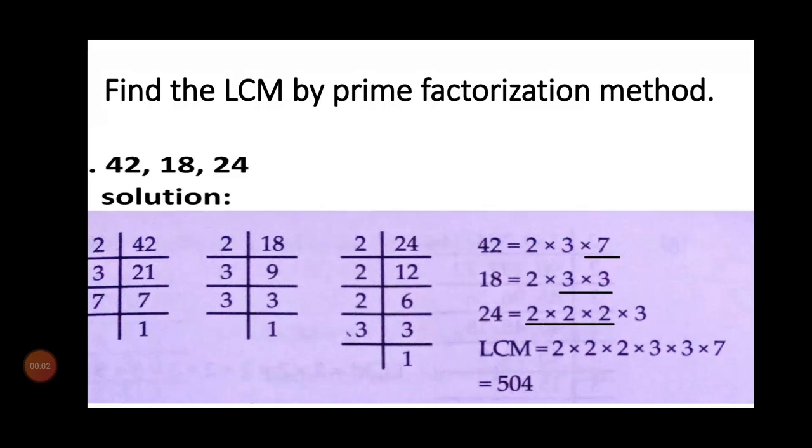What have we underlined here? 2. How many times? 3 times. 2 three times here, 3 two times here, and 7 only 1 time. So take all those that we underlined and write: 2 into 2 into 2, 3 into 3, and 7. If you multiply all those values, you will get 504.